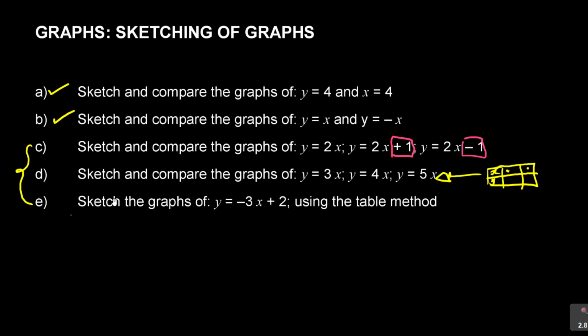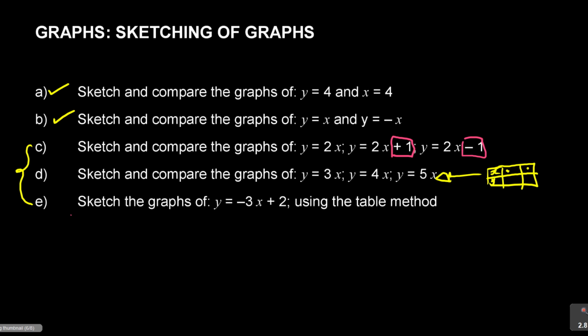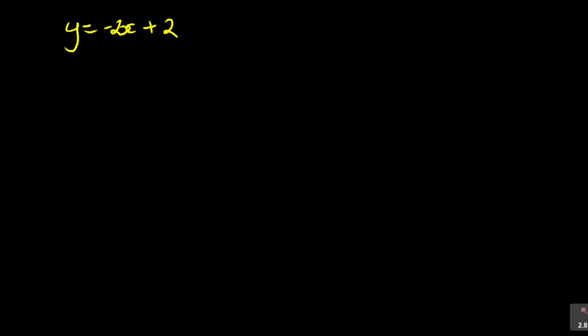And I don't want you to panic and think that it's something different. So use the graph of this. Let's write it. Y is equal to minus 2x plus 2. Am I right? Minus 3x actually. Y is equal to minus 3x plus 2. They say use the table method.